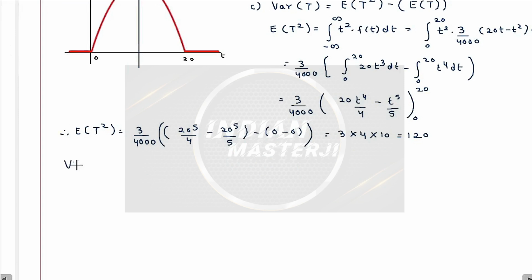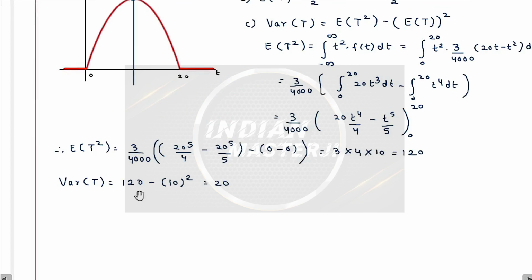So therefore variance will be equal to what? So the variance of t will be equal to 120 minus E of t whole square, that is 10 whole square. So this will be equal to what? 120 minus 100, which is equal to 20. So the variance of t is equal to 20. Okay.